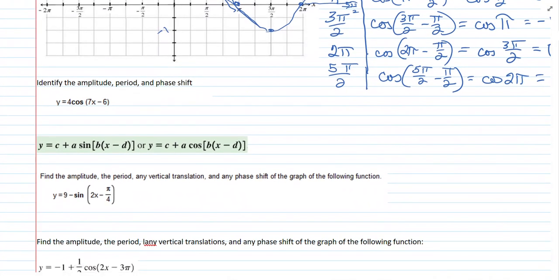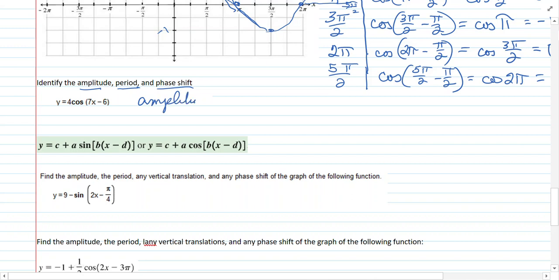All right, so now they want us to identify the amplitude, the period, and the phase shift. So the amplitude is easy. We know that y equals a cosine b parenthesis x minus d, because we have to factor that out. So the amplitude is a equals 4. And that's what it is, because it's positive.